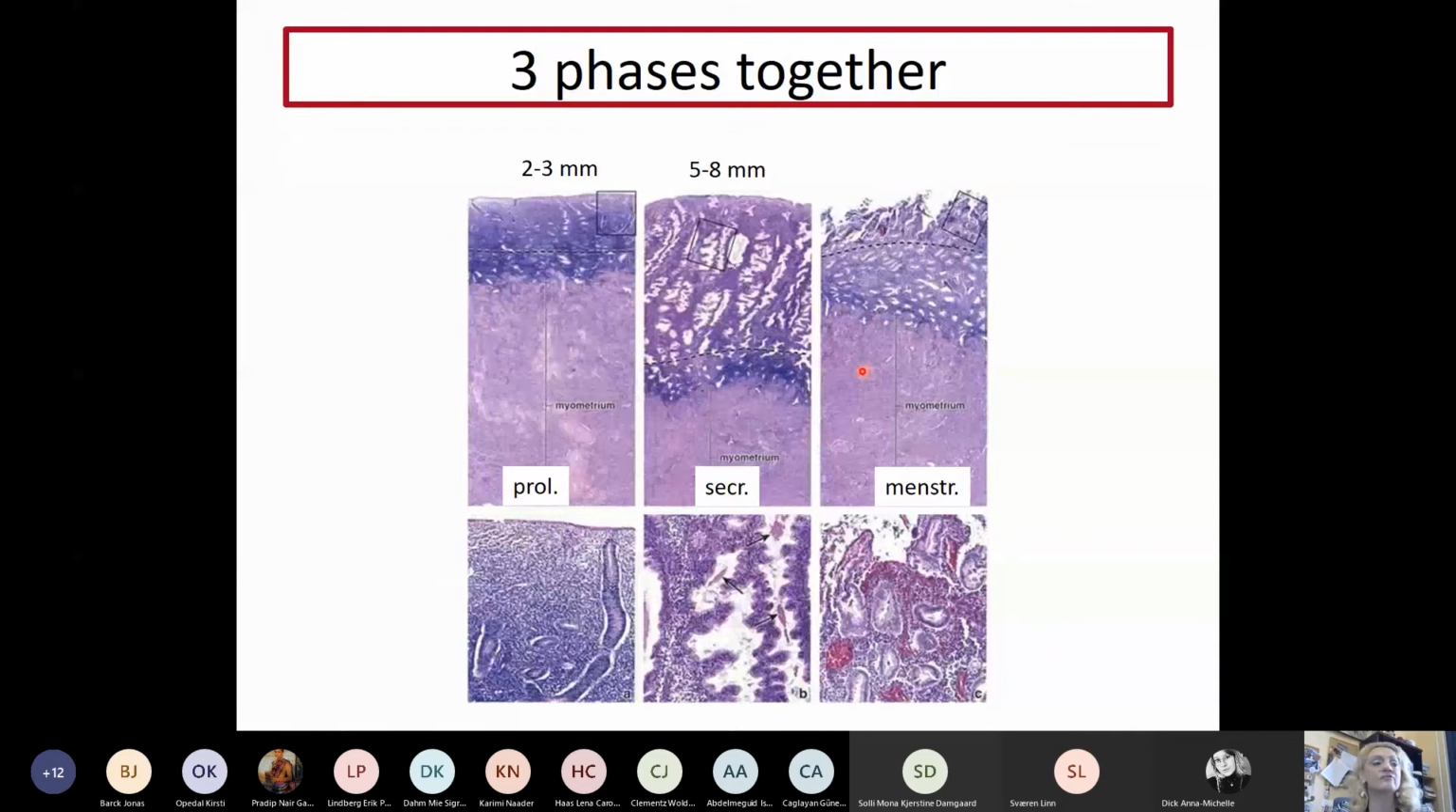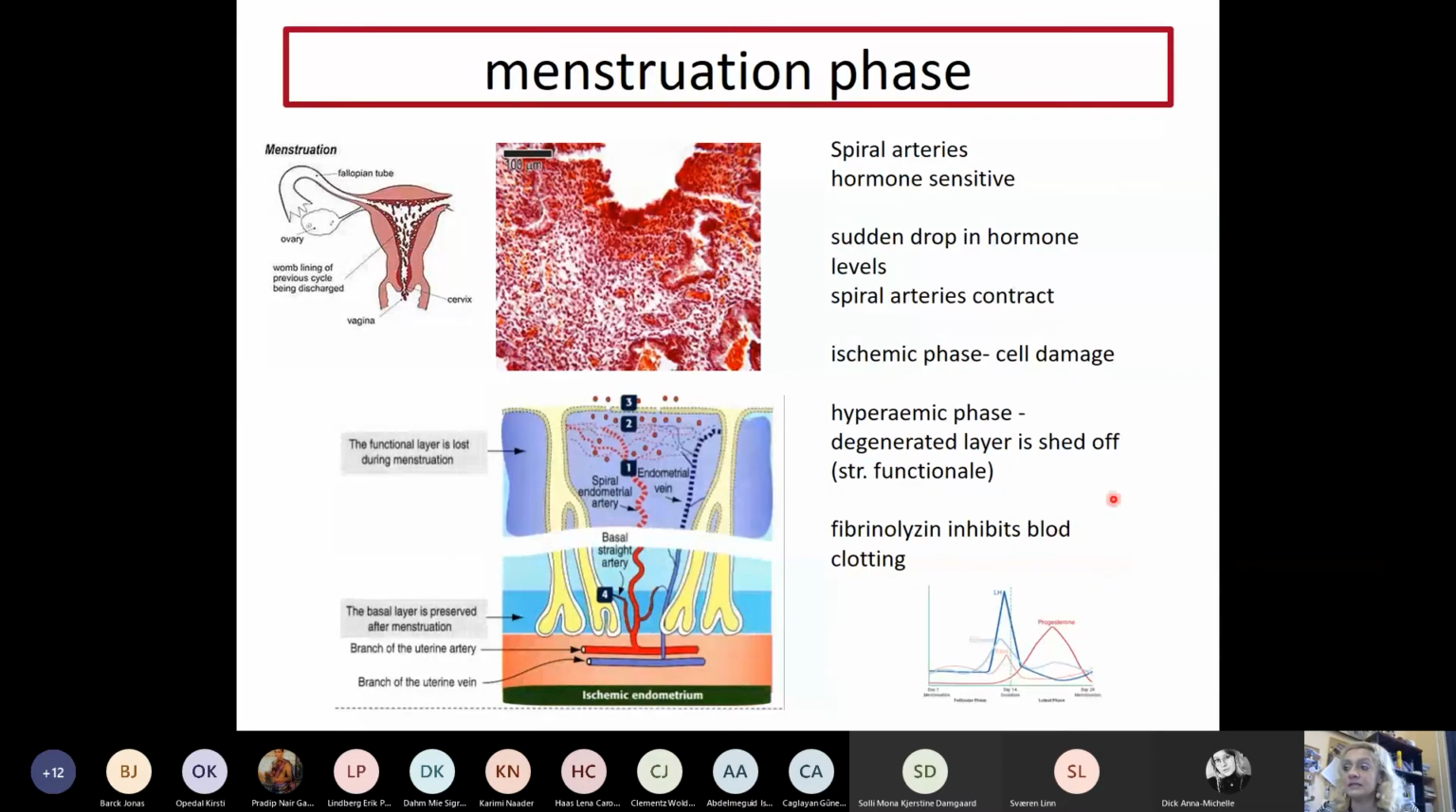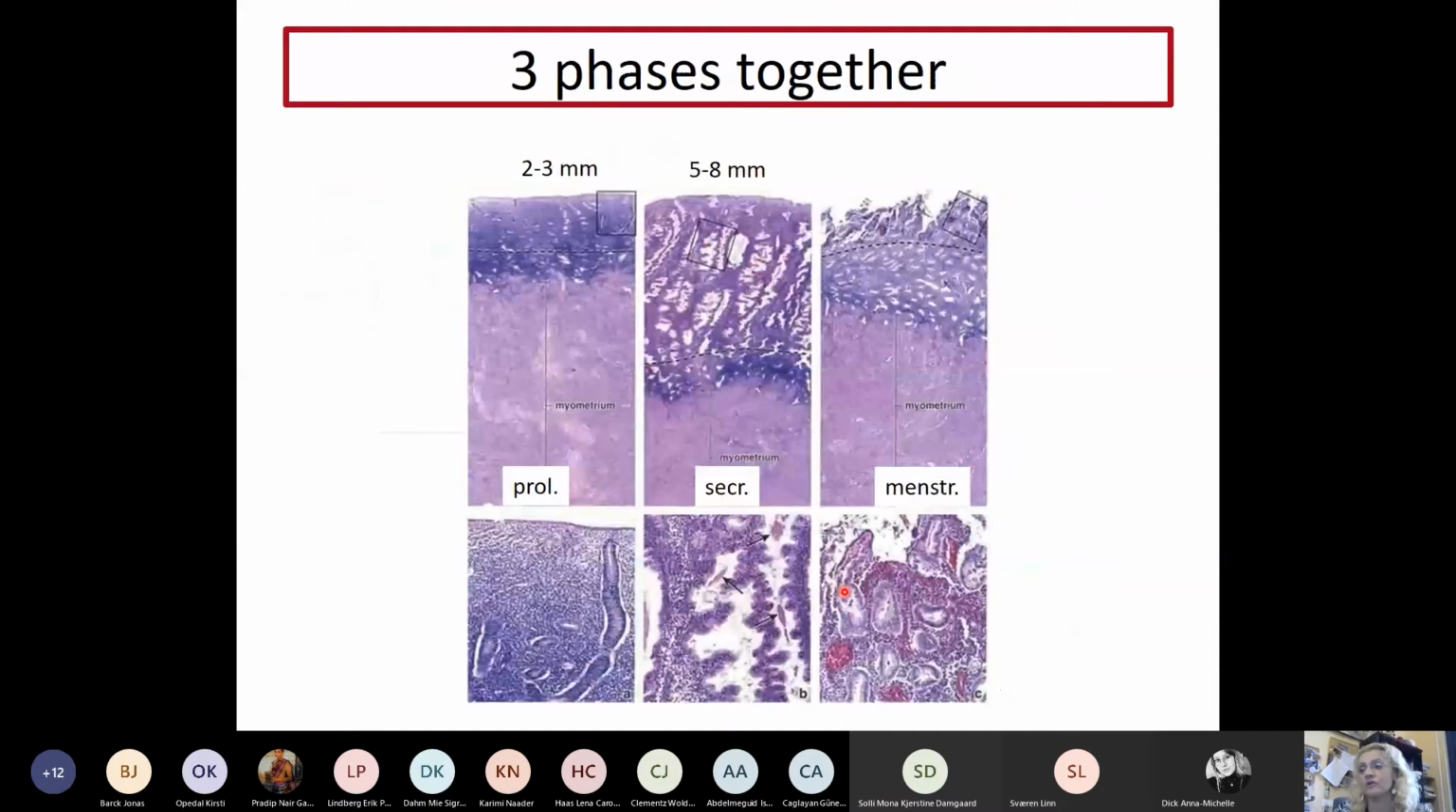Here you can see the three phases next to each other. So proliferative phase, secretory phase, and menstruation phase. We don't have this slide. I'm just showing this slide here for completion. You can see all this blood between the stroma cells. And of course, here we need a factor that inhibits blood clotting, because otherwise there would be no bleeding. And with the bleeding the uterine endometrium is shed off.